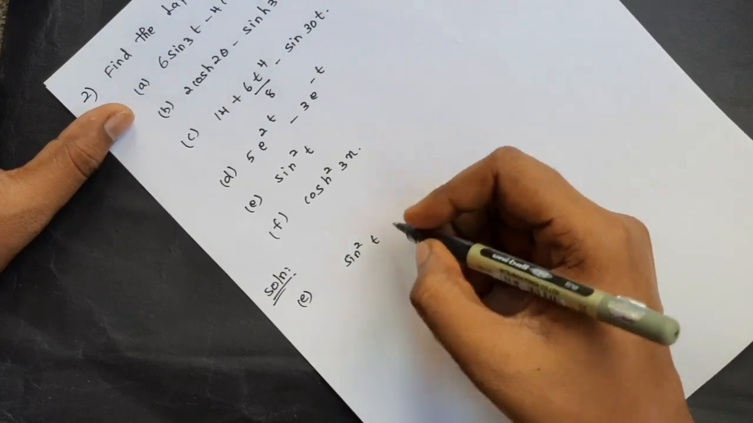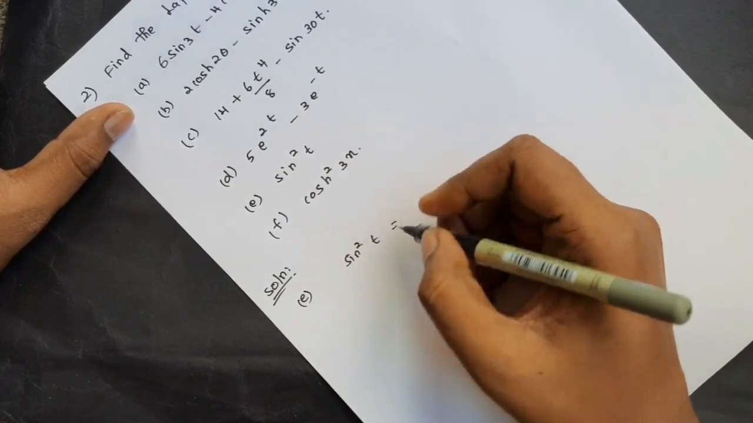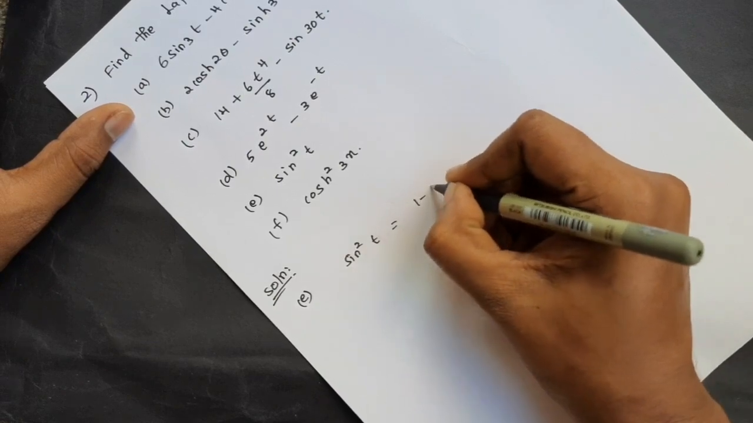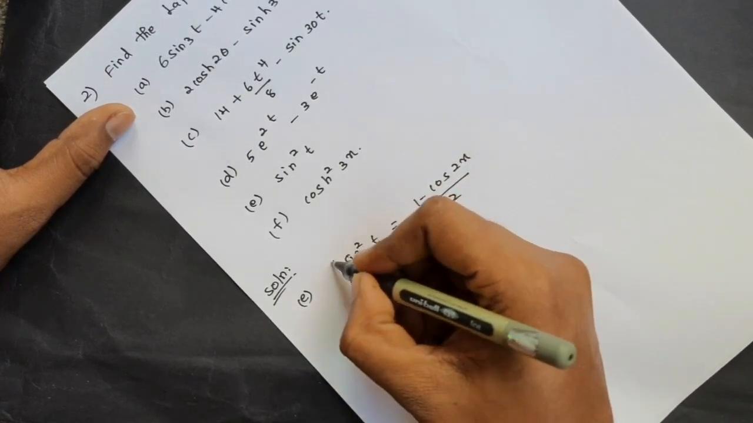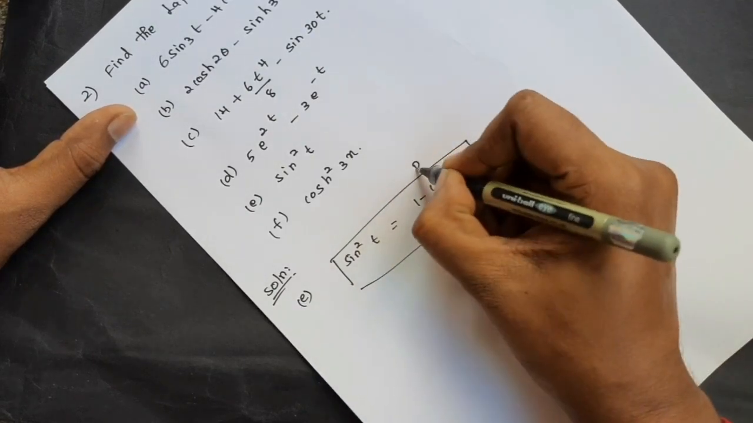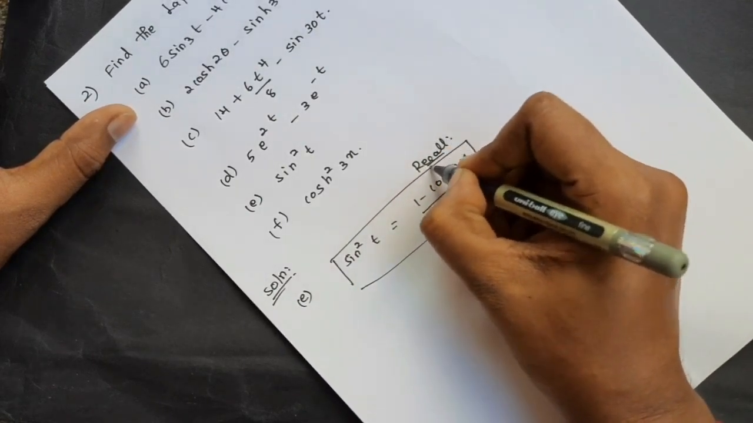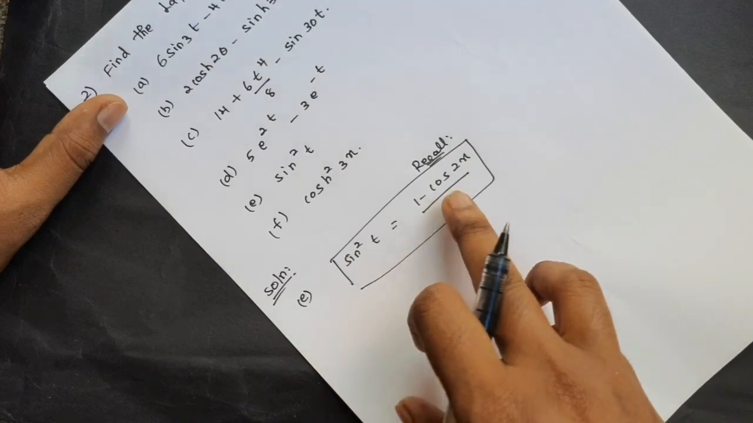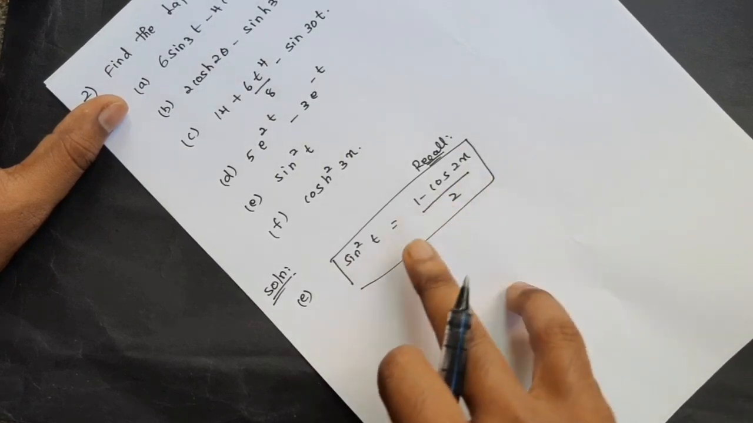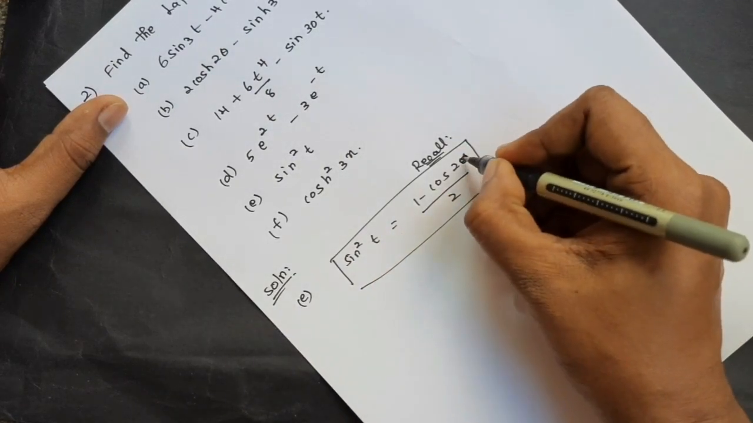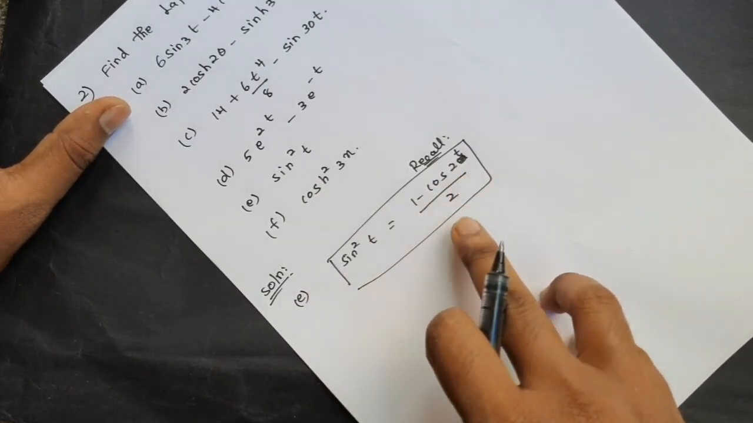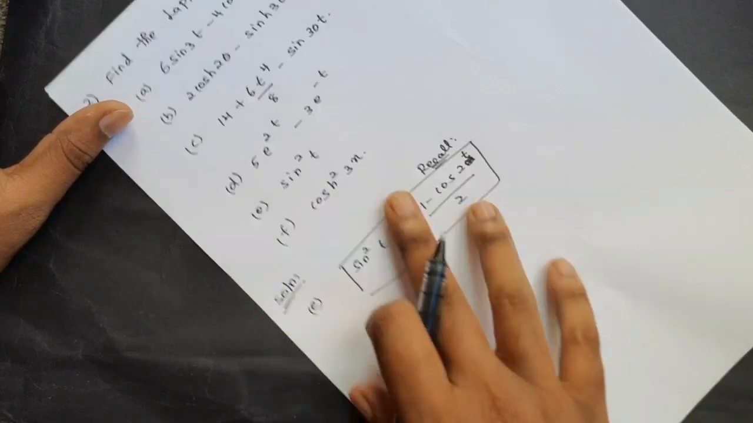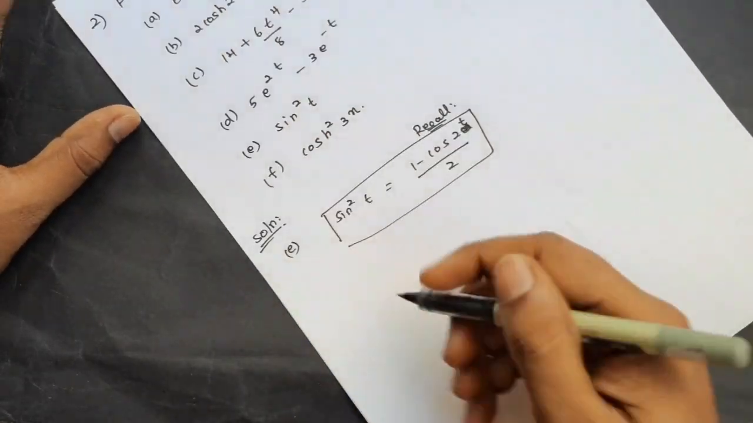So according to trigonometry concept, we know one formula. Sine square x means (1 minus cos 2x) by 2. This is the formula from trigonometry. Okay, so sine square x means (1 minus cos 2x) by 2. So here we have t. So this function involves t. Sine square t means (1 minus cos 2t) by 2. So I have to find the Laplace transform of the given function.